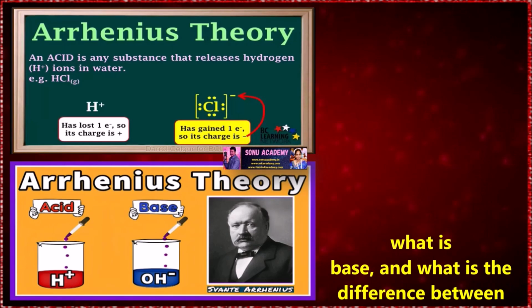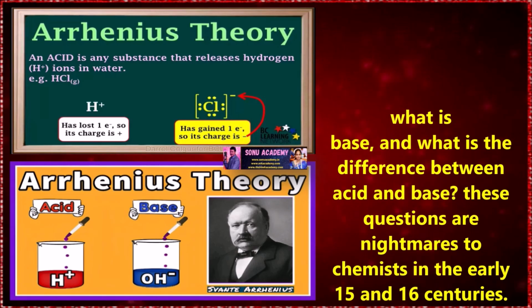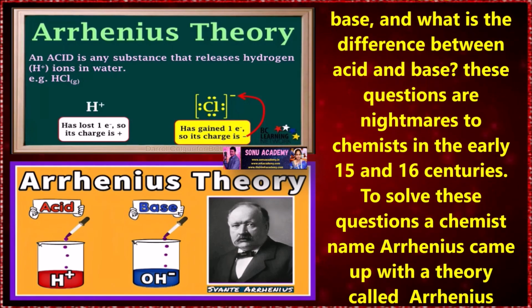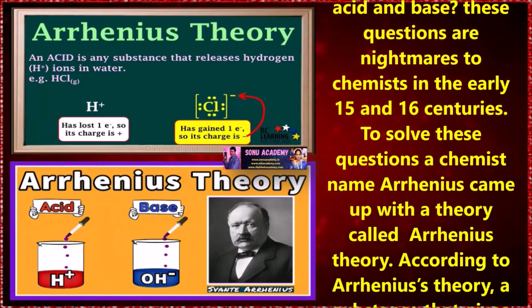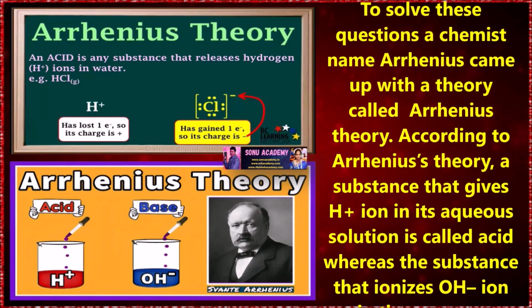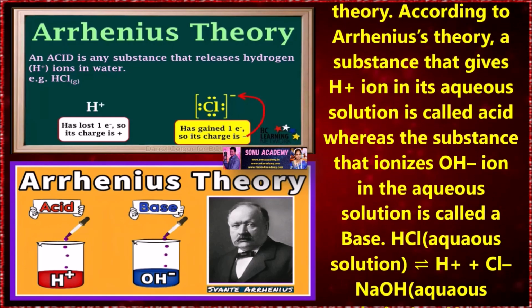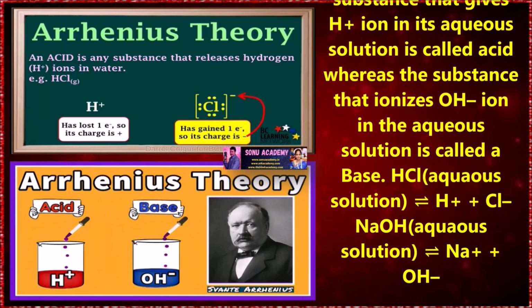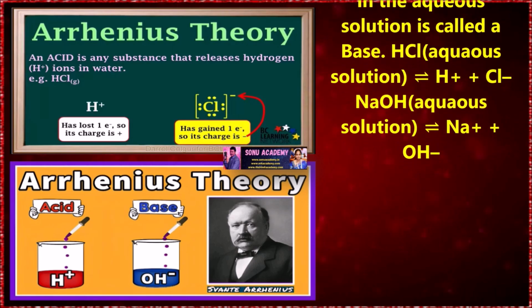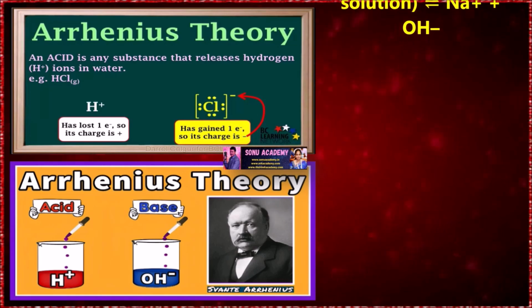Children, now let us discuss Arrhenius' theory of acid and base. What is an acid, what is a base, and what is the difference between acid and base? These questions were nightmares to chemists in the early 15th and 16th centuries. To solve these questions, a chemist named Arrhenius came up with a theory called the Arrhenius theory. According to the Arrhenius theory, a substance that gives H+ ions in its aqueous solution is called an acid, whereas a substance that ionizes to give OH- ions in an aqueous solution is called a base.